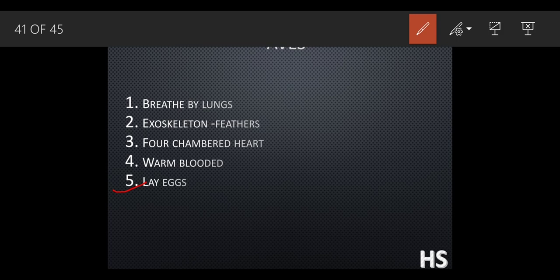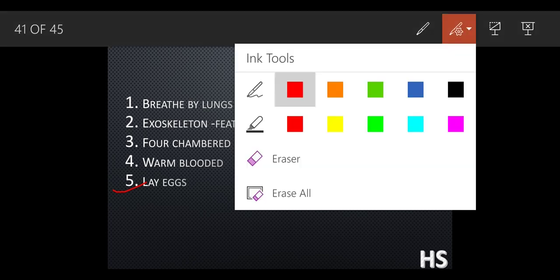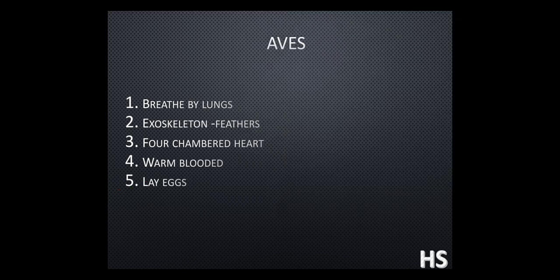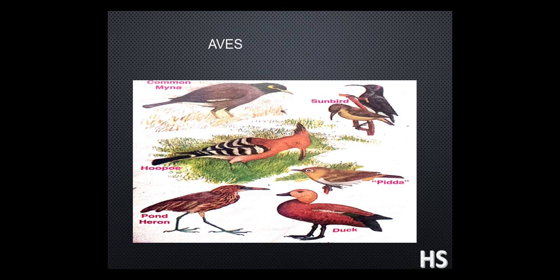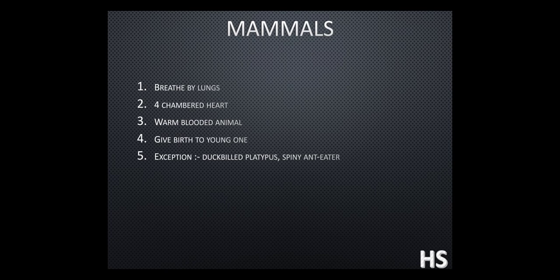And they lay eggs. They can't give birth to their young ones directly. These birds have to lay eggs, and from that egg a new organism like a bird develops. These are some of the Aves: sunbird, duck, pond heron, any of these you can take as examples.